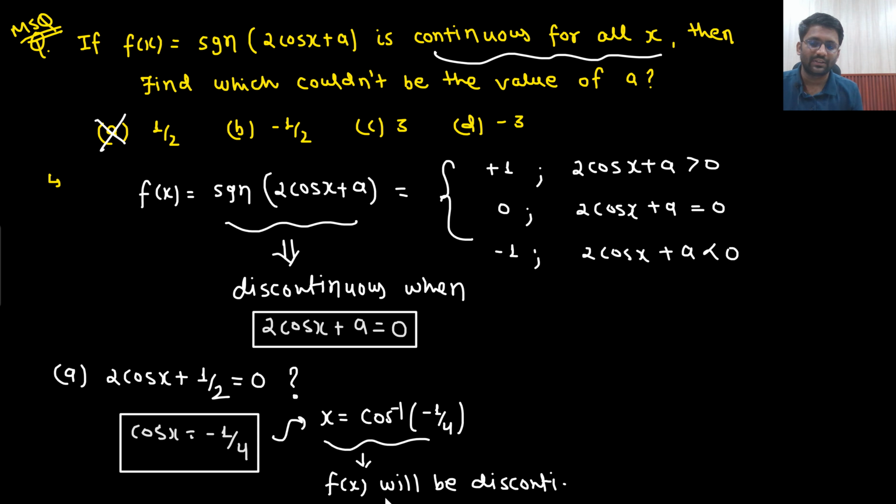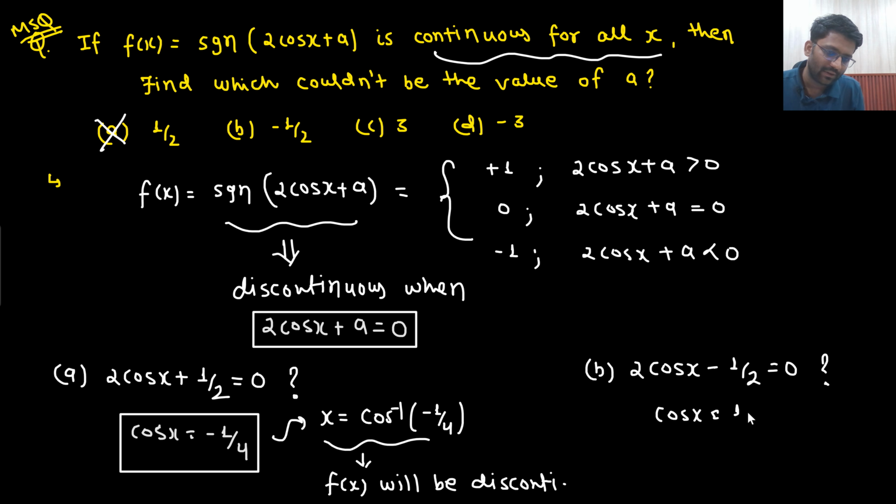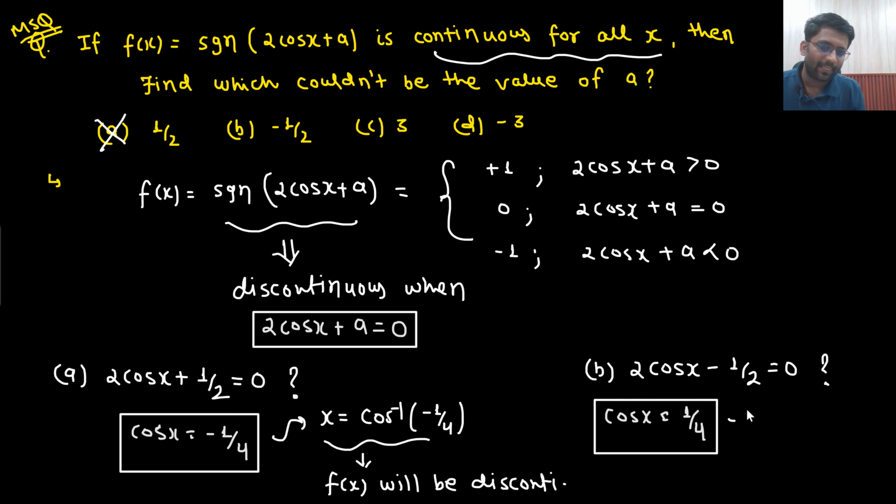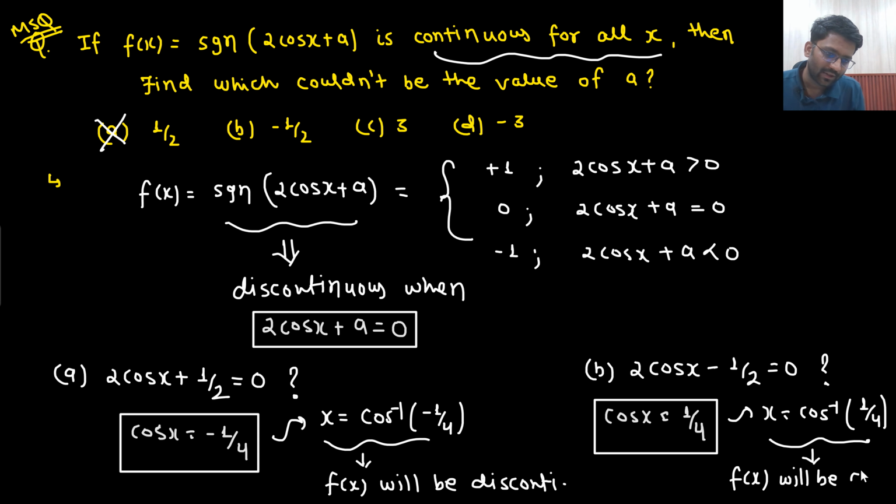Let's take the next option, which is option B. 2 cos x, in place of a I will put minus 1 by 2. So 2 cos x plus minus 1 by 2 equals to 0. Is it achievable? Yes, sir. Cos x equals to 1 by 4. It is completely achievable. That means at all the points where x is cos inverse 1 by 4, my function will be discontinuous. So this is also not acceptable.